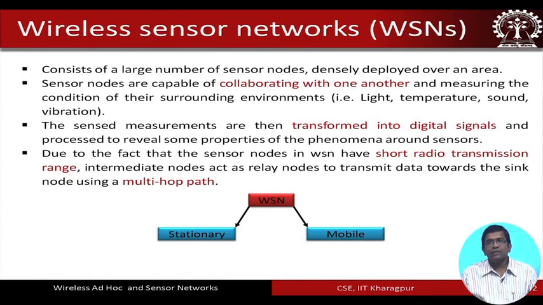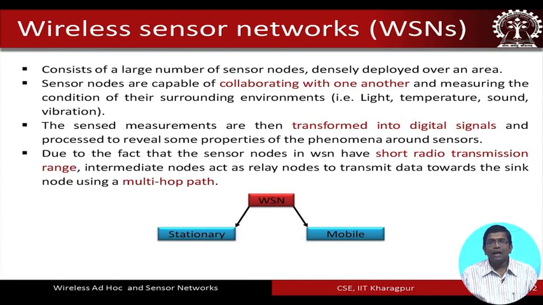Stationary sensor network means that all the nodes in the sensor network are stationary. They do not move. None of the nodes in the network moves. Whereas in a mobile sensor network, it is essential that some, or in the extreme case all, the nodes in the network would move. So that is the main distinction between a stationary sensor network and a mobile sensor network.